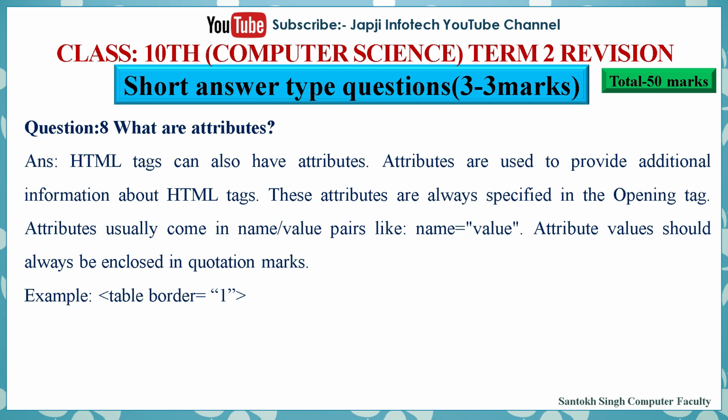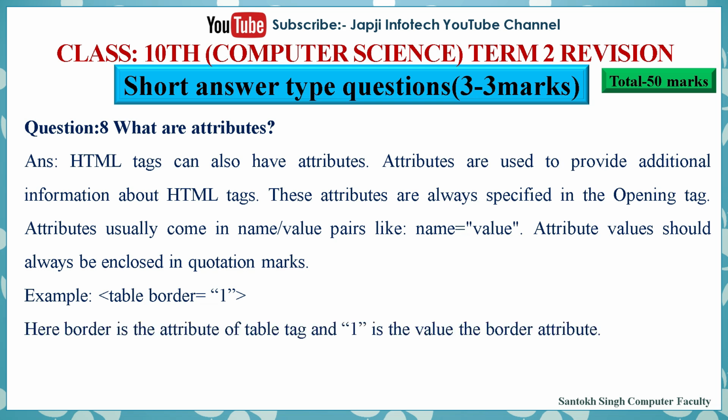So their example is, left angle bracket table space border equal to, in the double quote write the 1, then close the right angle bracket. So here border is the attribute of table tag and 1 is the value of the border attribute.